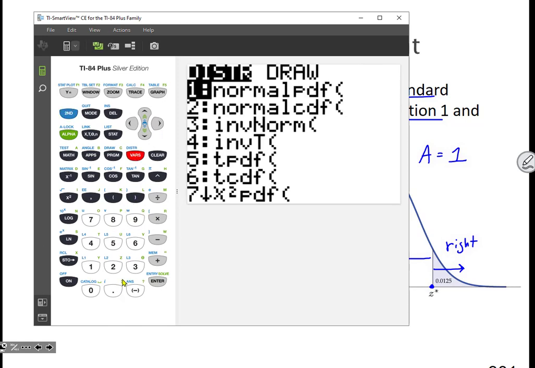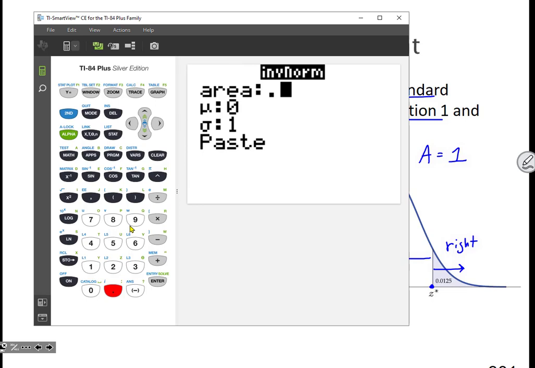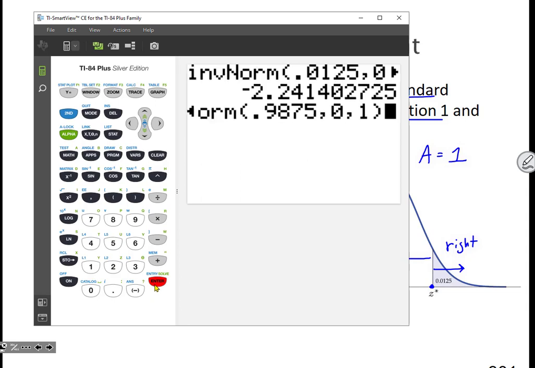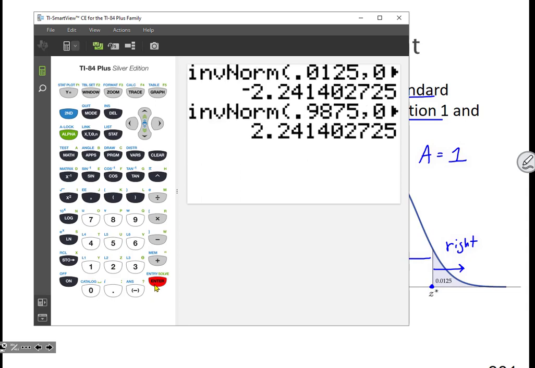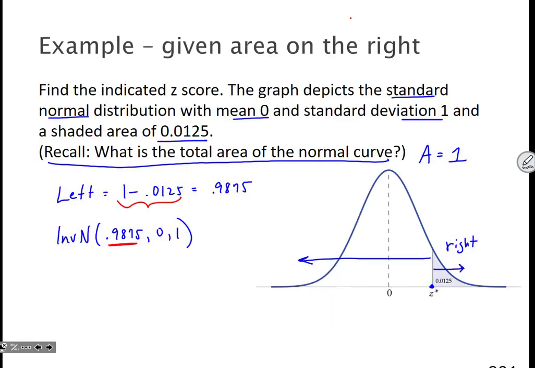Second vars, number 3. So I'm going to type 0.9875. We've got the 0 and 1, and paste, enter. Interesting. We got a positive 2.24. Now that does match with the picture. 0 is in the center, our z-score was to the right, and we have a positive 2.24.